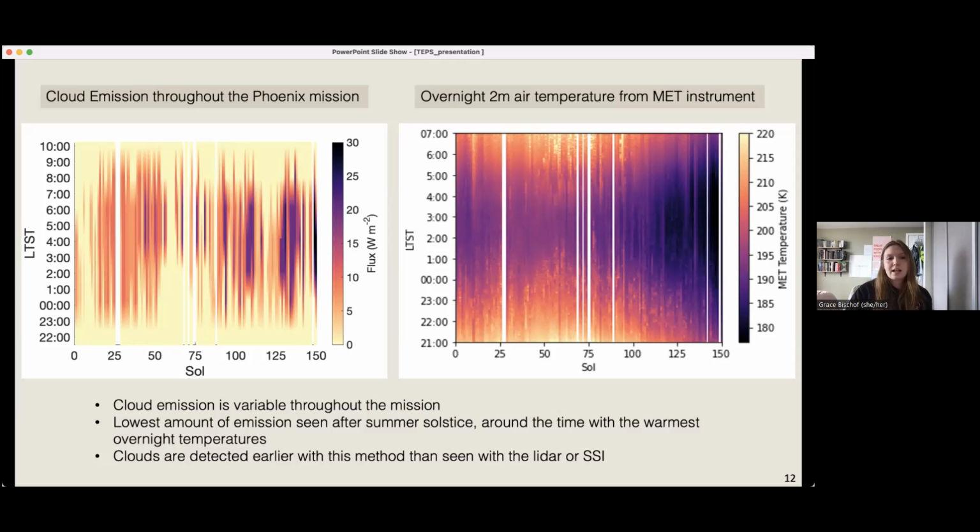What's interesting about this analysis is that, as I mentioned, since the LiDAR didn't operate until Sol 38, we don't know if clouds formed in that time. However, this analysis shows that clouds were forming during this time, and so that's earlier than they are seen with the LiDAR or the SSI.